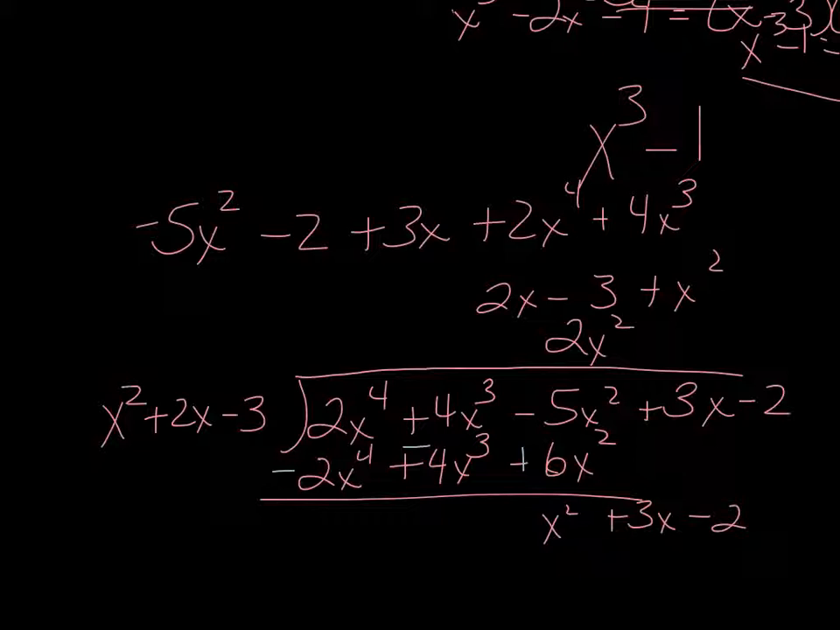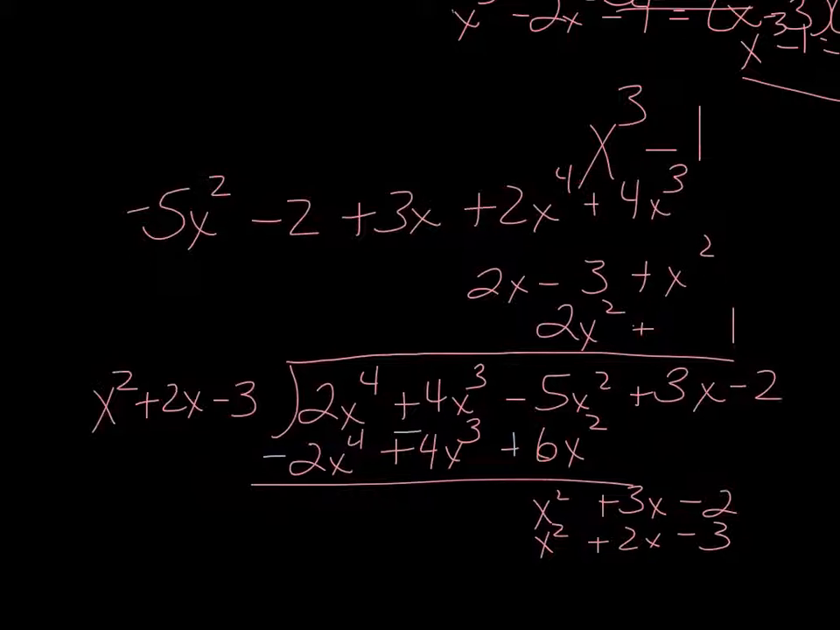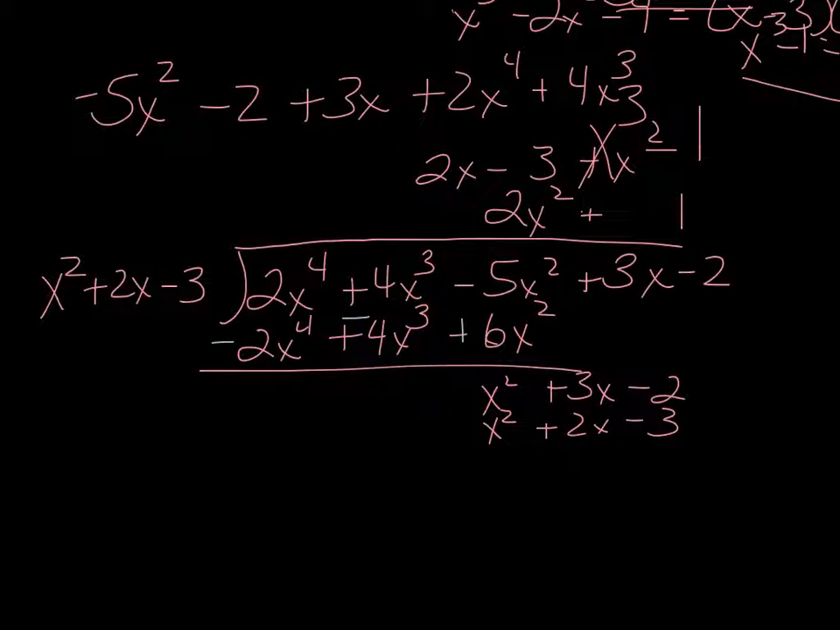x squared goes into x squared one time. And we get x squared plus 2x minus 3. Okay, we have to change our signs. 3x minus 2x is x, and negative 2 plus 3 is 1. So we have a remainder this time. Yes, we have a remainder.